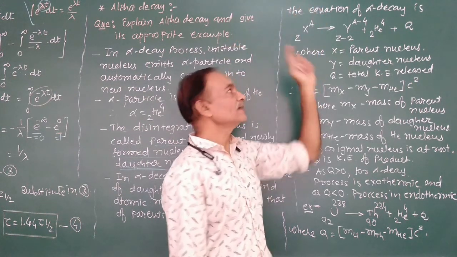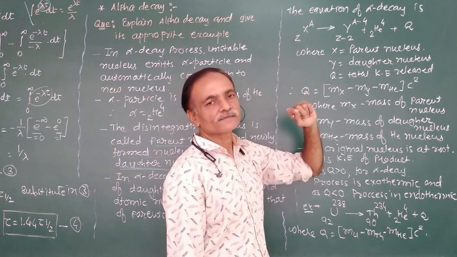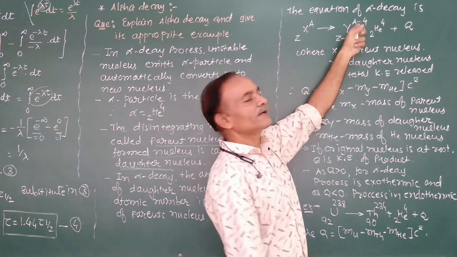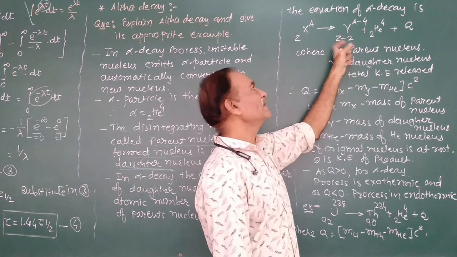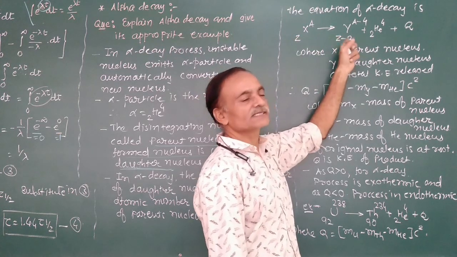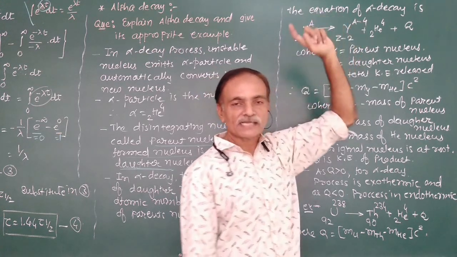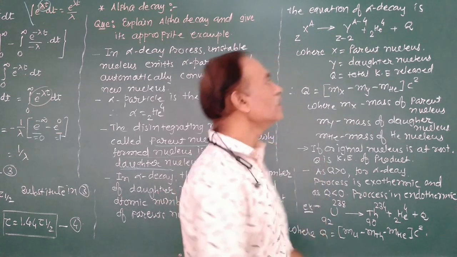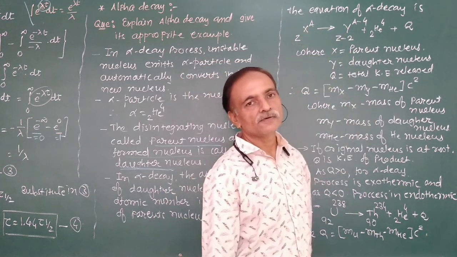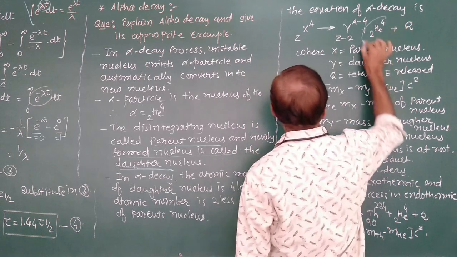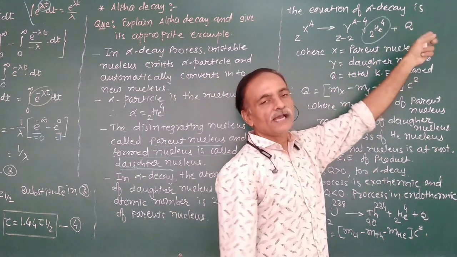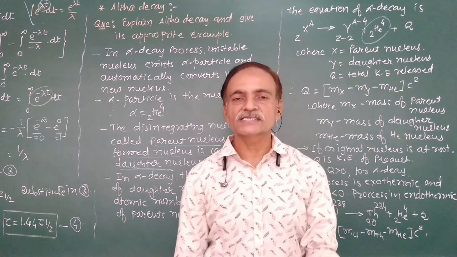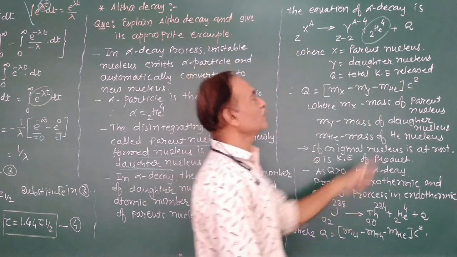X is the element that is known as the parent element. The newly formed element has the atomic number decreased by 2, that means Z minus 2, and the atomic mass number also decreased by 4, therefore A minus 4. And the alpha particle is emitted, therefore the helium nucleus 2He4, and some amount of energy is also released, that is the Q value.